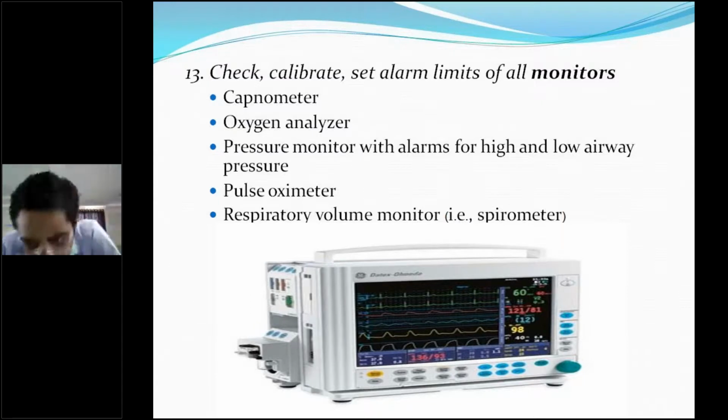Capnometer. Capnometer measures the amount of carbon dioxide which is coming out of the patient. Second one is the oxygen analyzer. Third one is the pressure monitor with alarms. Fourth one is the pulse oximeter, and fifth one is the respiratory volume monitor, also known as spirometer.